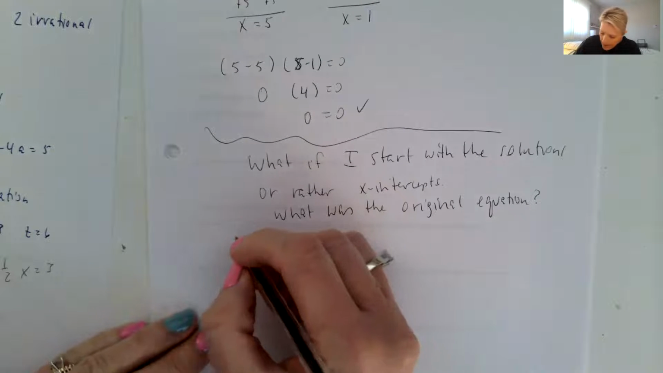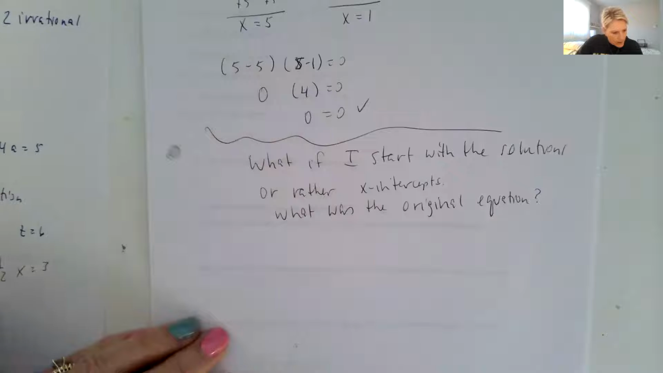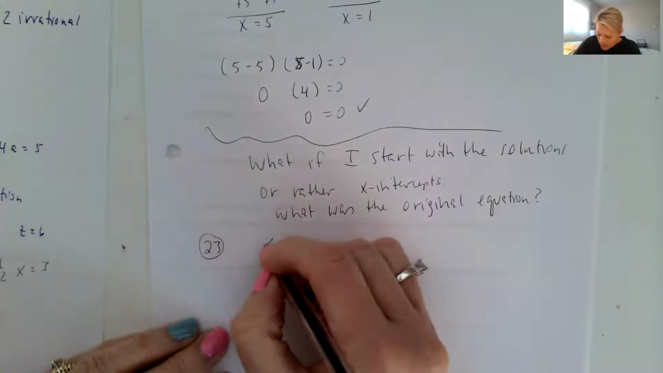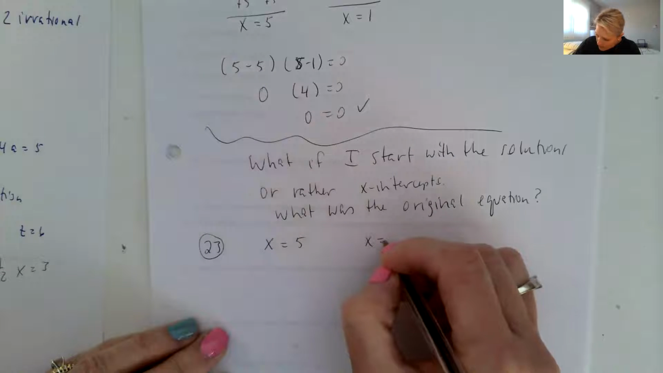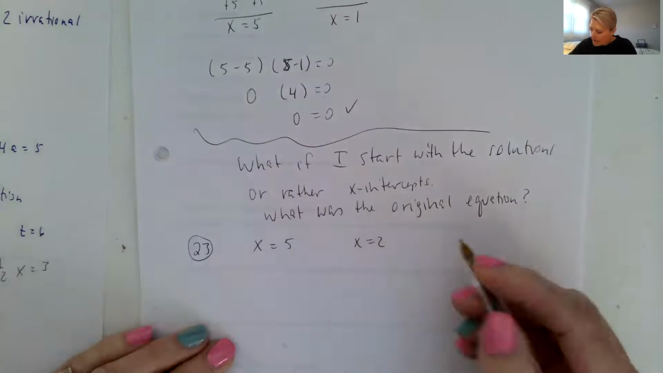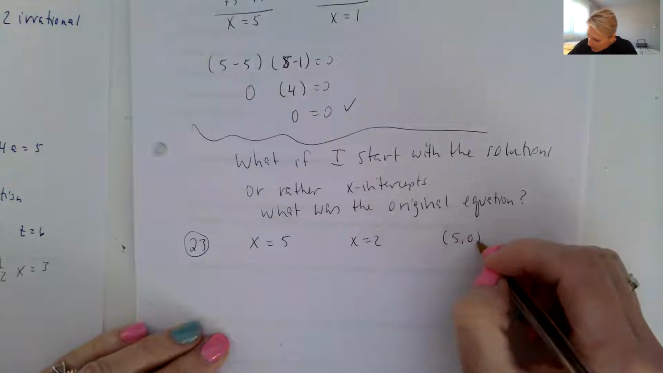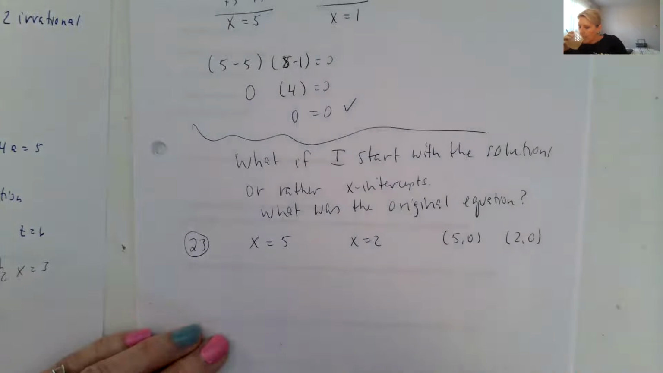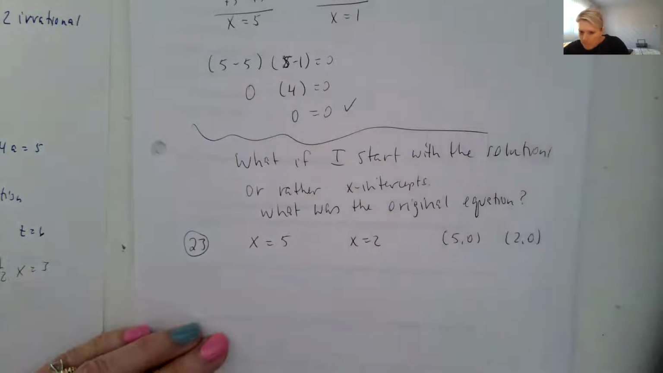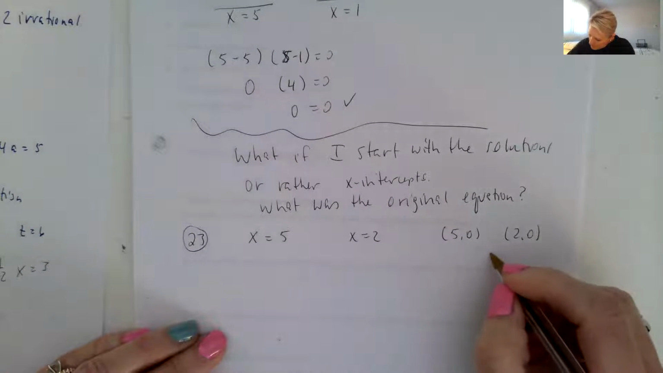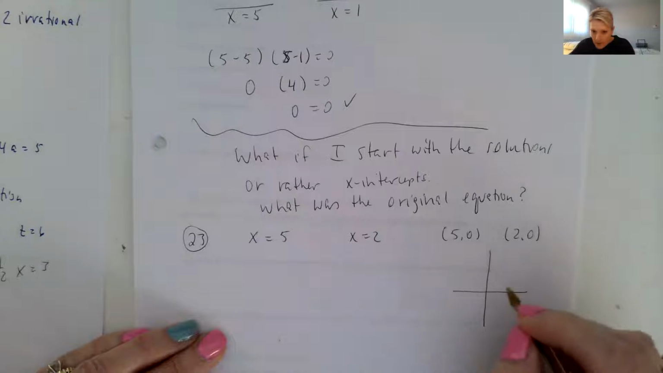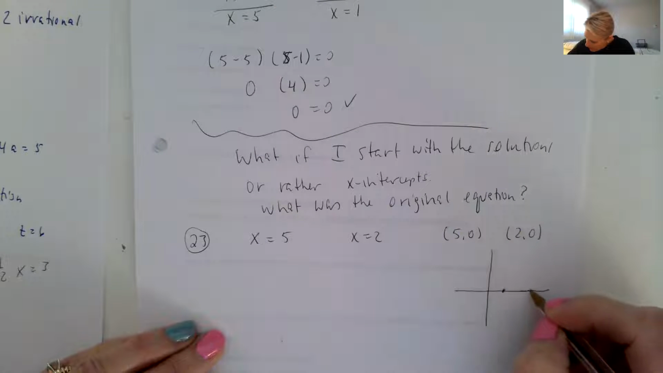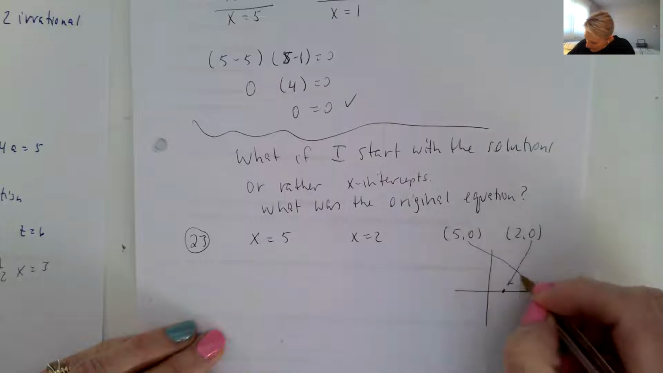So let's say I gave you question number 23 in the book, and I said, here are my solutions, x equals 5 and x equals 2. And as an x-intercept, that would look like this, the point 5 comma 0 and the point 2 comma 0. So on our graph, we would have 2 comma 0 and 5 comma 0. That would be this one and that would be this one.